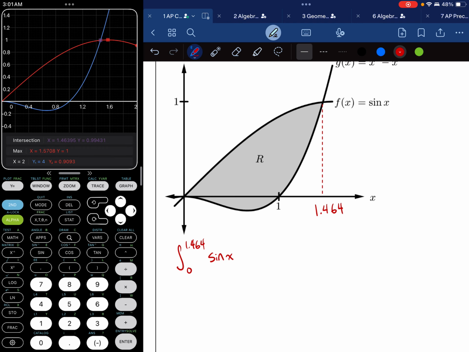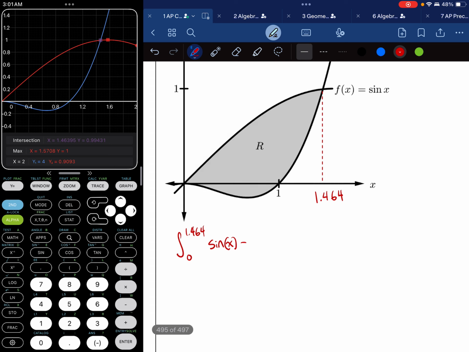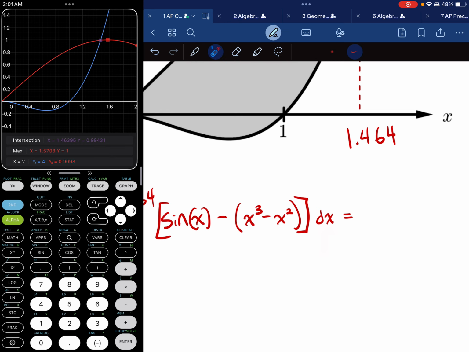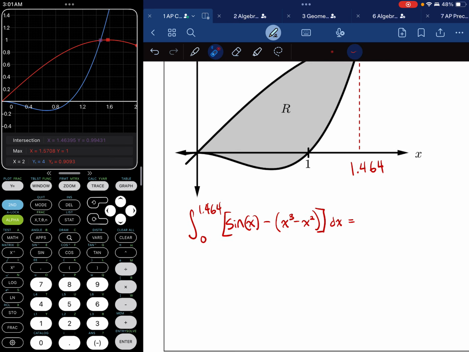It's going to be sine of x, then minus the bottom function, which in this case is x cubed minus x squared. So I do need parentheses. I need to be careful. It's going to be x cubed minus x squared, that entire function. And then that entire thing technically is being multiplied by dx if I'm being formal about it. You'll never lose points for forgetting your dx, but I just like being super formal to make it look cool.